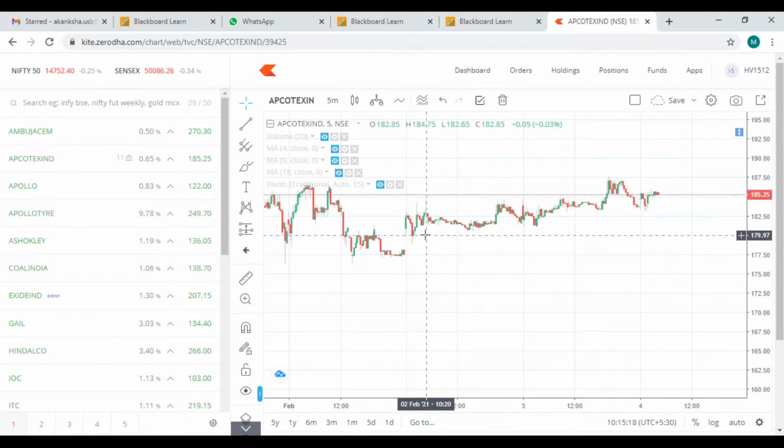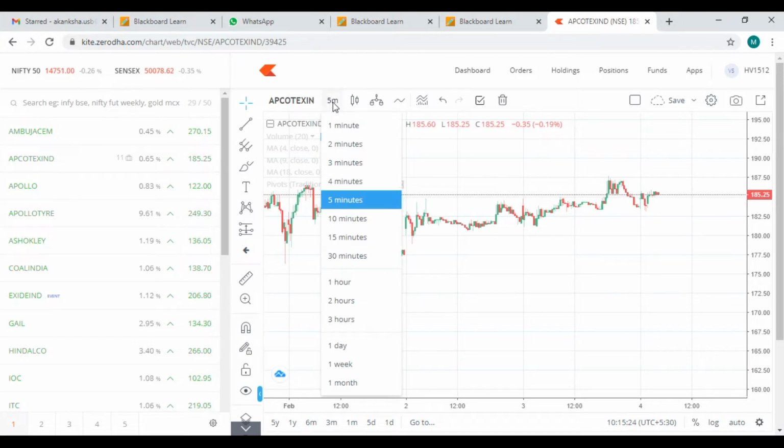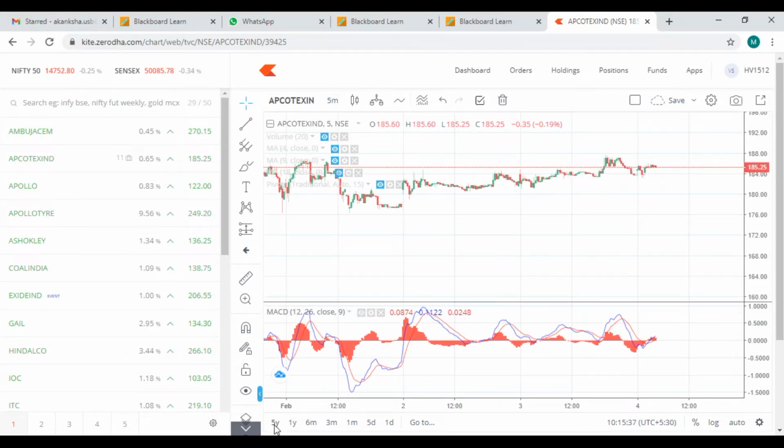We have two types of time frames available in this chart. This is a 5-minute chart which I am using. You can convert it into 5 minute, 30 minute, 1 day, 1 month. It depends upon you which time frame you want to use here. Another time frame is in the lower tab: 5 year, 1 year, 6 month, 3 month, 1 month, 5 days and 1 day. This will help you jump to that particular time frame. So if you want to see the chart of the last 1 year or 5 years, you just need to click on it. So let's start.